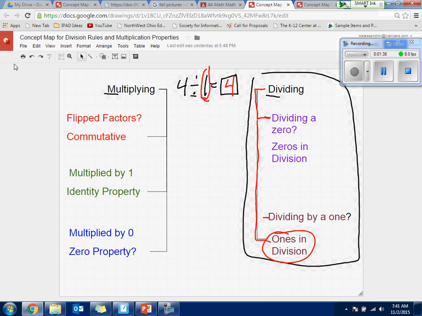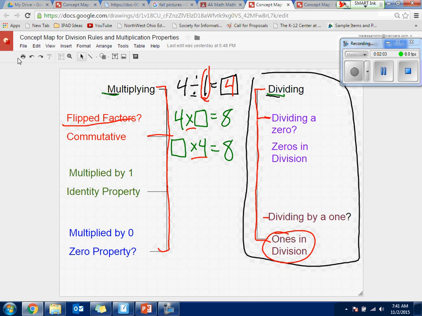Let's just say I had 4 times something equals 8, and then something times 4 equals 8 as well. Now first off, notice, am I multiplying or am I dividing? Well, right now, I know I'm multiplying, so I'm going to go ahead and focus on this side now. And I have 3 choices. Do I have flipped factors? Am I multiplying by 1, or is it being multiplied by 0?